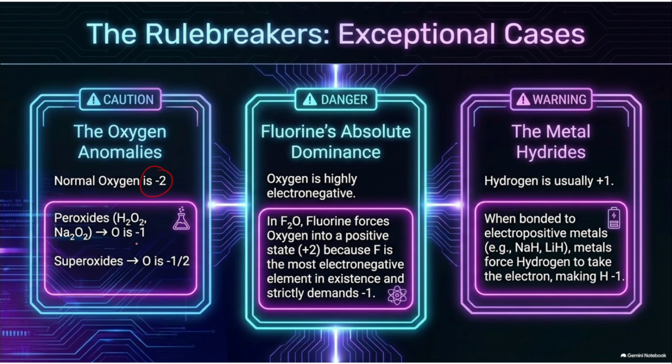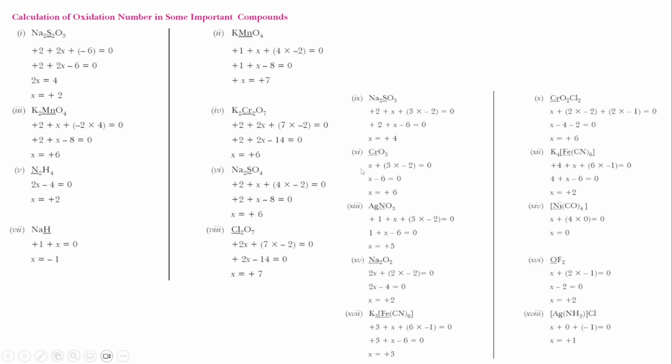Oxygen is -2. In peroxide, it is -1. In superoxide, it is -1/2. Fluorine, because of its absolute dominance, is always -1. Hydrogen is +1, but in hydrides, hydrogen acquires a charge of -1. That's it. Now let us take a few examples and calculate the oxidation state.